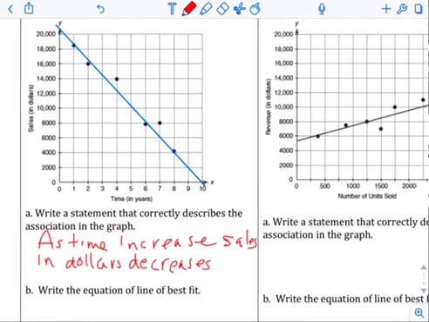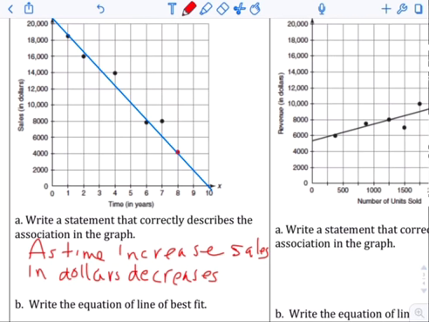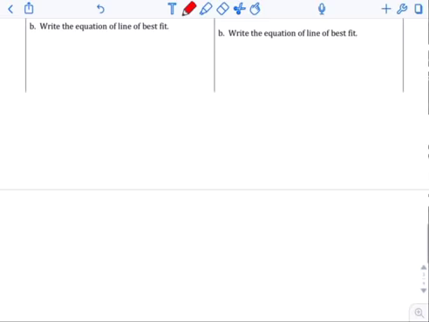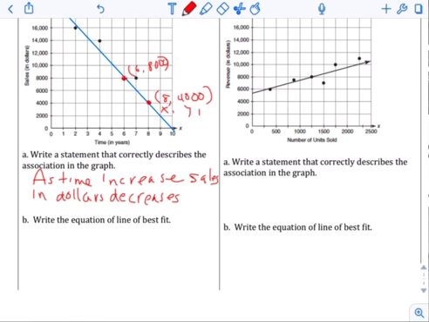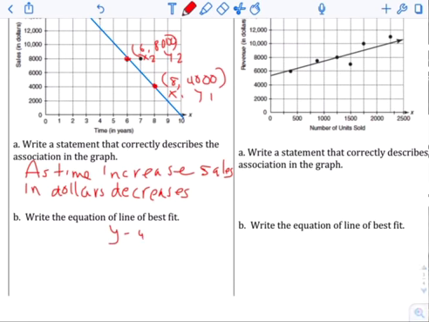Write an equation for the line of best fit. Okay, this is a good point, and that's a good point. So that's 8 and 4,000, 6 and 8,000. Okay, you do y2 minus y1. There's plenty of room then. This is x1, y1, x2, y2. Okay, so we do y minus y1 equals m parentheses x minus x1.